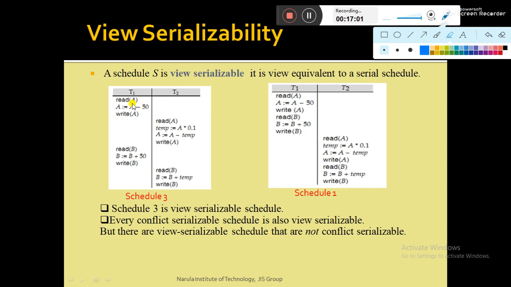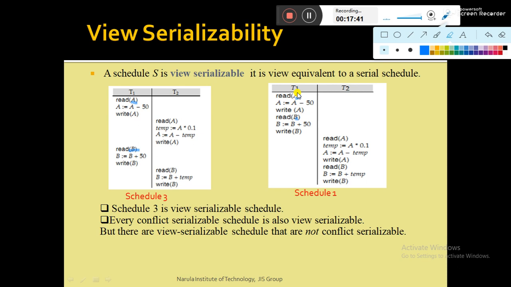The first condition was the initial read. Again I am repeating, initial read means the transaction which reads the initial value of Q in schedule S. In schedule S prime, the same transaction should read the initial value of Q. So if you consider the value of A in schedule 3, the initial value of A is read by T1. In schedule 1 also the initial value of A is read by T1. Now consider read B for the data item B. Here also the initial value of B is read by T1, and here also the initial read of B is performed by T1. The first condition is satisfied.